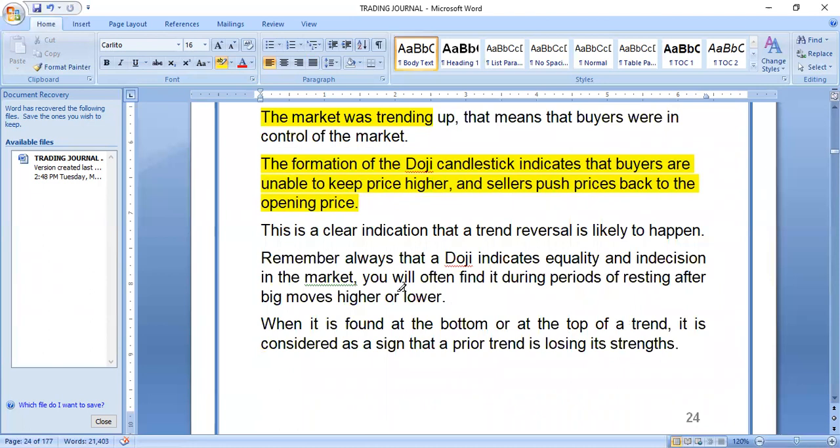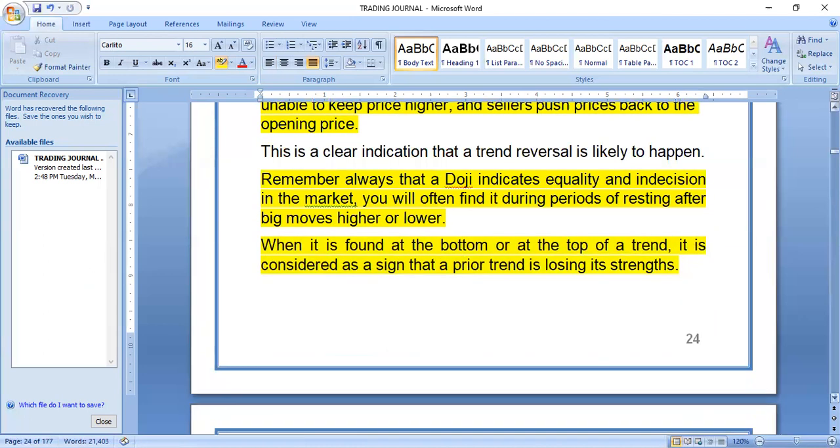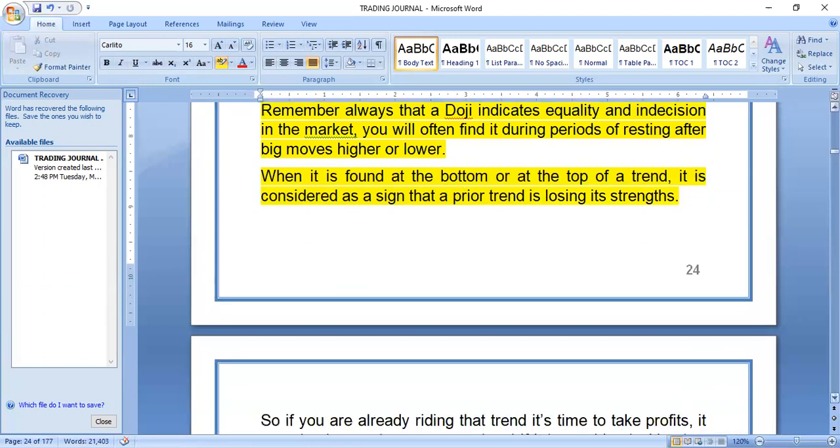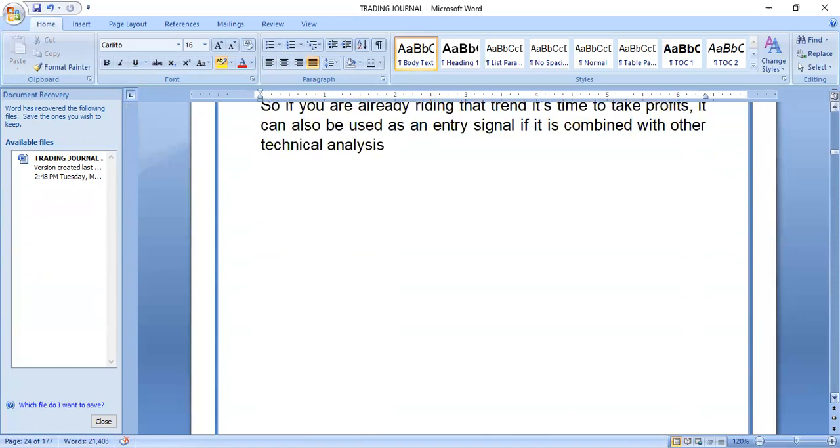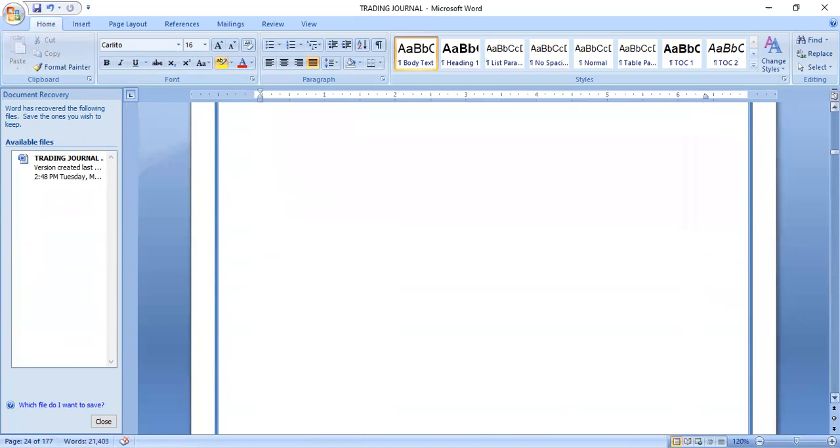Remember always that the doji indicates equality and indecision in the market. You'll often find it during periods of resting after big moves, higher or lower. When it is found at the bottom or at the top of a trend, it's considered as a sign that the prior trend is losing its strength. That was just according to my explanation above. So if you're already riding that trade, it's time to take profit. It can also be used as an entry signal if it's combined with other technical analysis.